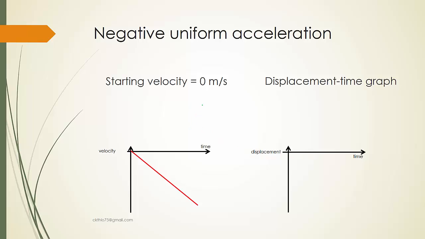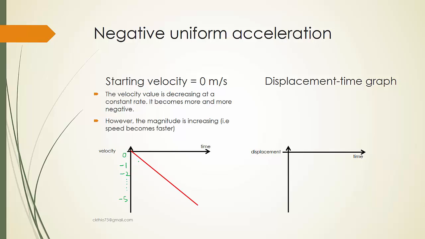Let's move on to negative uniform acceleration. The starting velocity is 0. In this case, the velocity value is decreasing at a constant rate. It becomes more and more negative. So if you start from 0, it becomes -1, -2. In this case, the object is actually speeding up. It's becoming faster and faster because the magnitude is increasing.